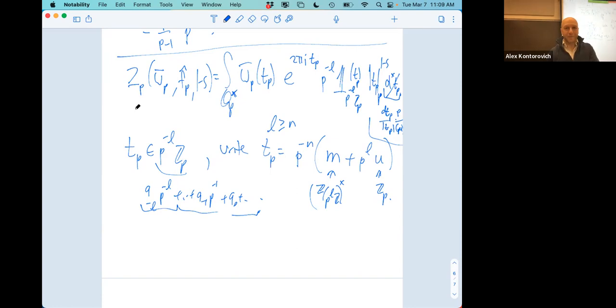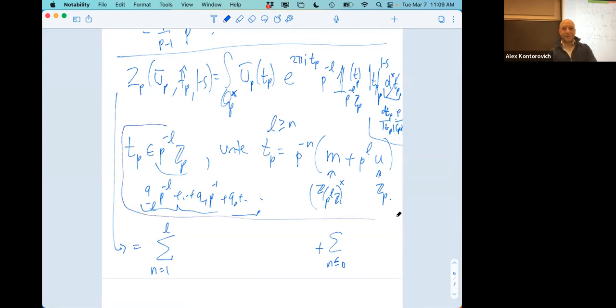Yeah. Okay. So this integral is a sum as N goes from L down to negative infinity, but I'm going to break that into a sum as N goes from L down to 1 plus a sum as N goes from 0 down to negative infinity. So N is, oh, the T_P decomposition? Oh, yeah, it's like M plus EL.